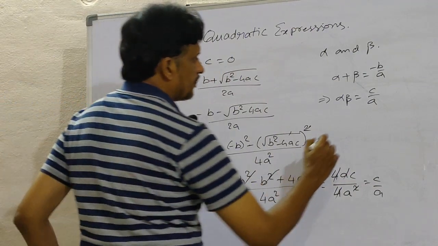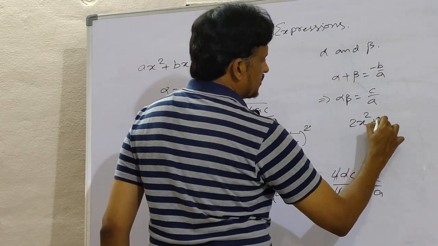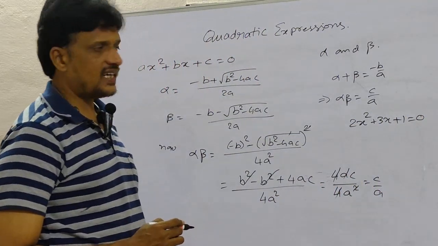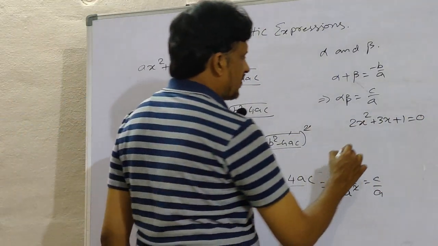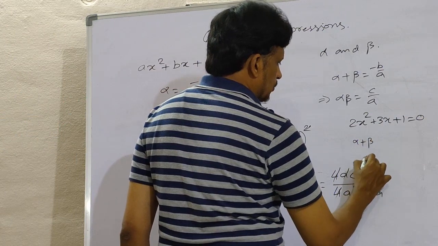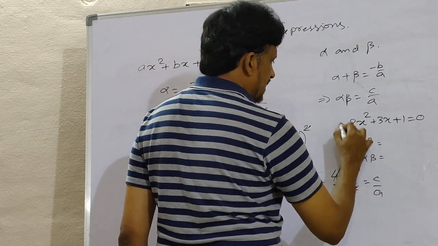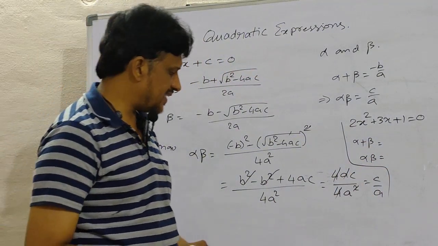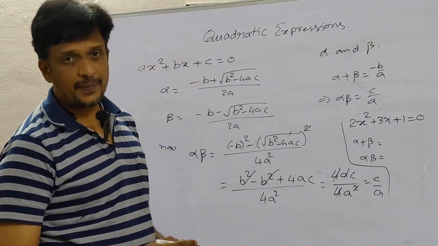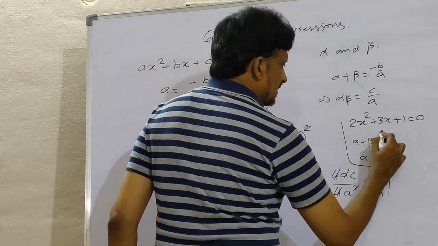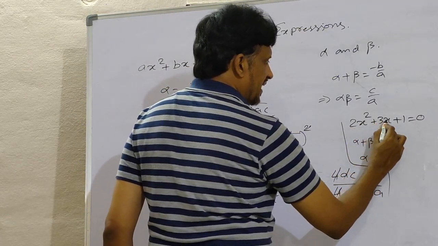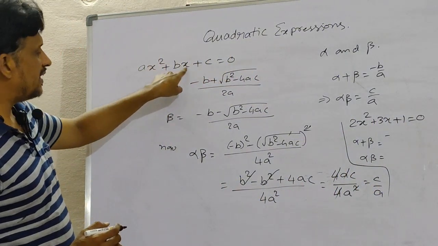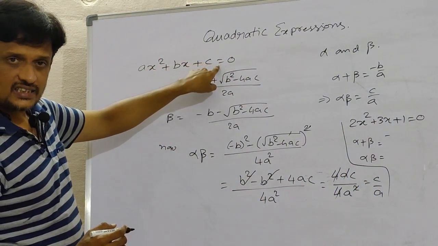For example, there is an equation like this: 2x square plus 3x plus 1 equal to 0. It has two roots, alpha, beta. Now we don't know the roots, but we can say the sum and product of the two roots. The sum of the two roots, alpha plus beta, is given by minus b by a. Compare with ax square plus bx plus c equal to 0. The x square coefficient is a, the x coefficient is b, and the constant term is c.